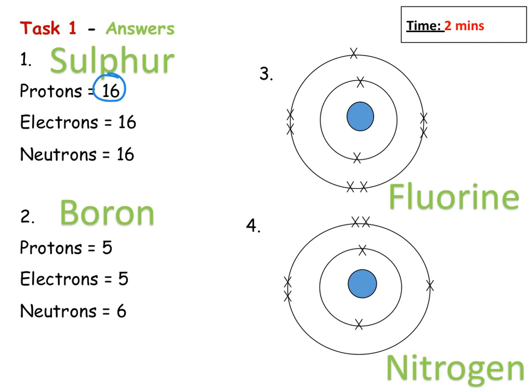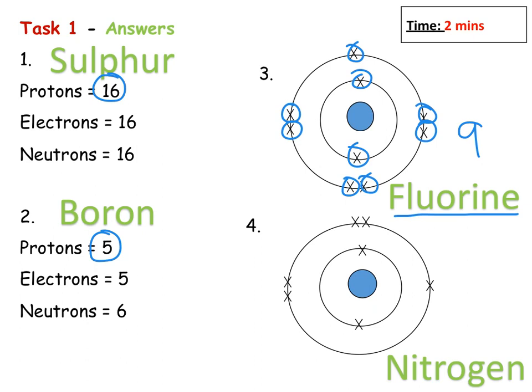Again, this one, number 2, 5 protons, so it must be the 5th element on the periodic table. Proton number 5, it must be boron. The next one, you just need to count up. 1, 2, 3, 4, 5, 6, 7, 8, 9. So we know there's 9 electrons, 9 protons. Check the 9th proton number, and it must be fluorine.